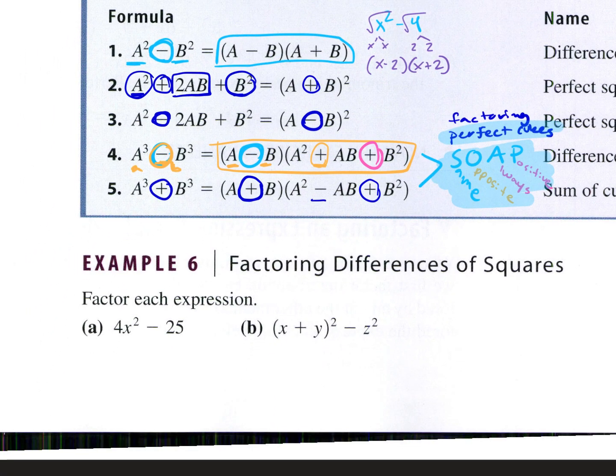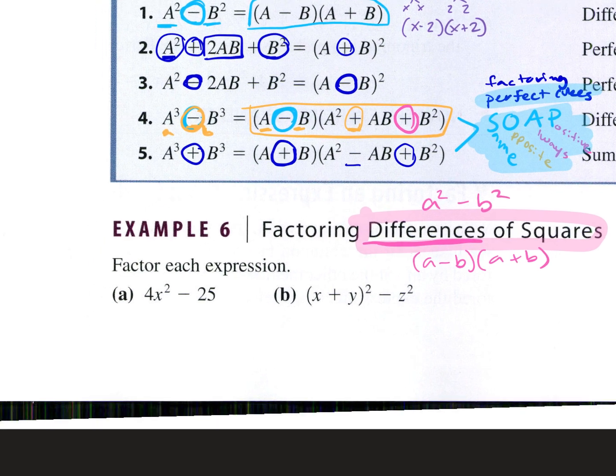Let's go right below it to example 6. We're going to be factoring difference of squares. So difference of squares, we start off with a squared minus b squared. Always difference. There's always going to be a minus sign in the middle. It factors into a minus b times a plus b. So we need to figure out what our a and what our b are.